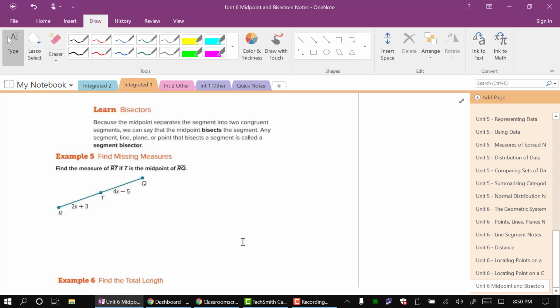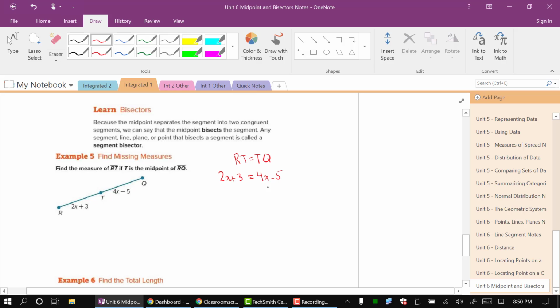Find the missing measure. So find the measure of RT if T is the midpoint of RQ. That means that this over here is going to equal this over here. So RT equals TQ. What is RT? Well, that's 2x plus 3. What is TQ? Well, that's 4x minus 5. So I set the two of them equal to each other. Now I can solve for my variable.